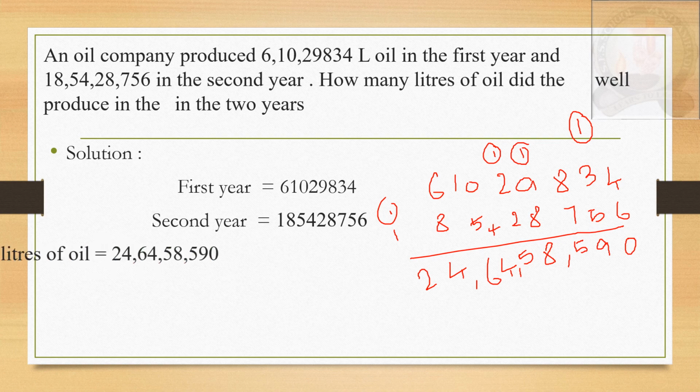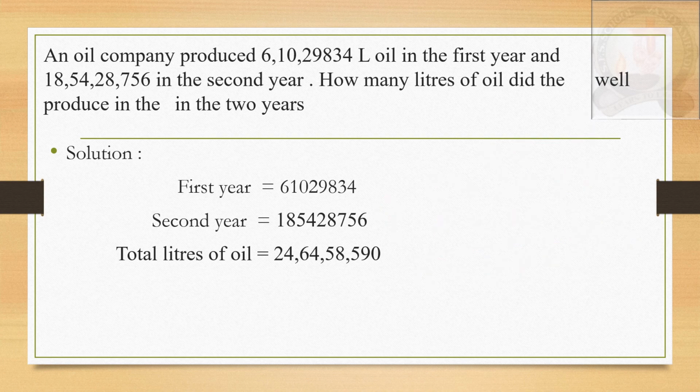Okay, 24 crore 64 lakh 58,590 liters of oil will be produced in both the 2 years here. In the first year, 6 crore 10 lakh 29,830 liters of oil. In the second year, 18 crore 54 lakh 20.